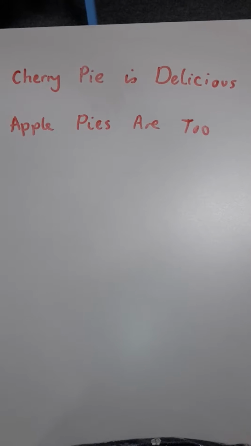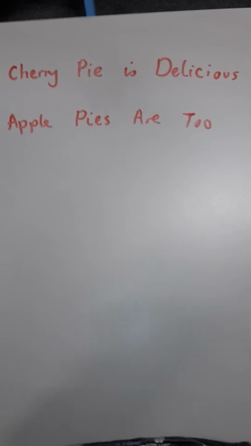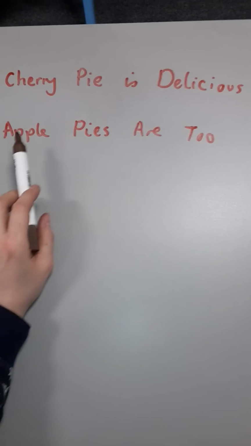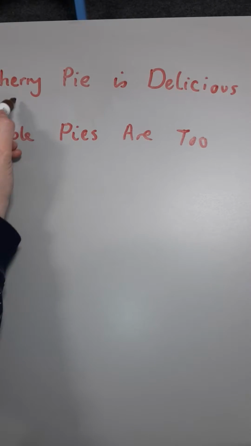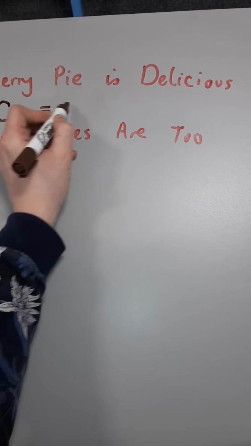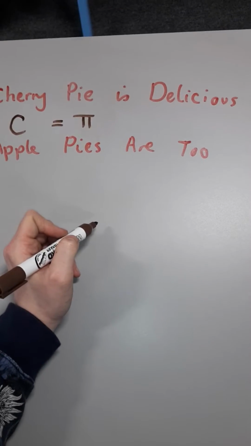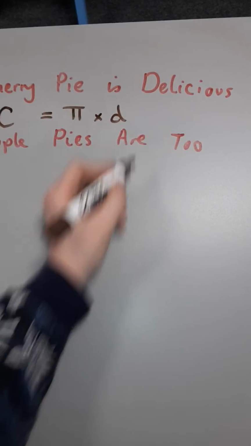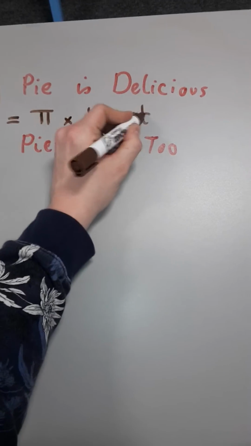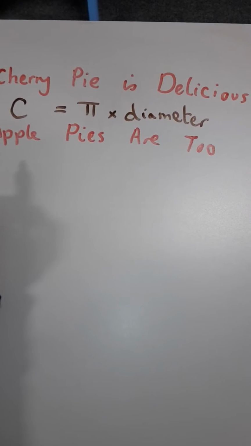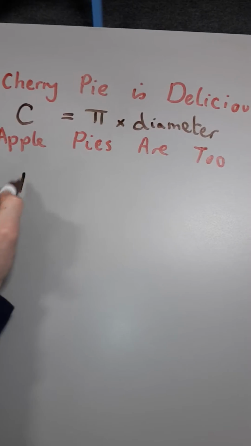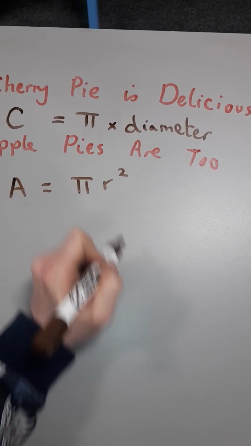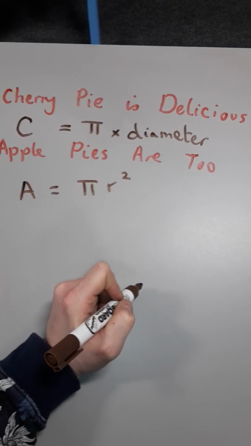Now, I know a lot of people find it hard to remember the equation for both of them. So one mnemonic you can learn is cherry pie is delicious, apple pies are too. Why this works is because the C stands for circumference, pi stands for pi the symbol, and D, delicious, stands for diameter. So your circumference is pi times your diameter, but your area is pi r2, which means r squared. So that's one way to remember it.